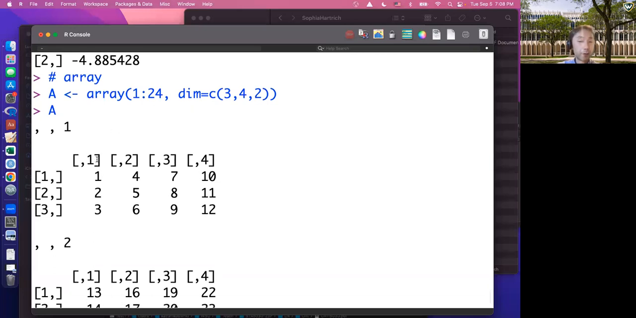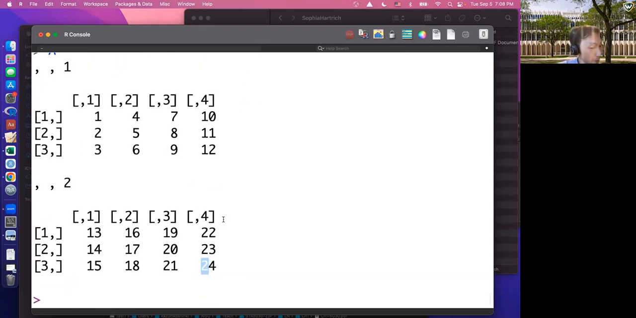At first, the first column is filled out, and then the second column of the first matrix, and the third column and the fourth column, and so on. We don't use this too many times, but sometimes for complicated coding, this may be useful.